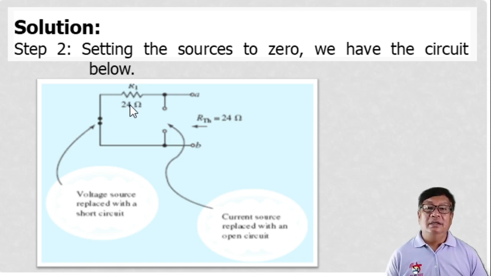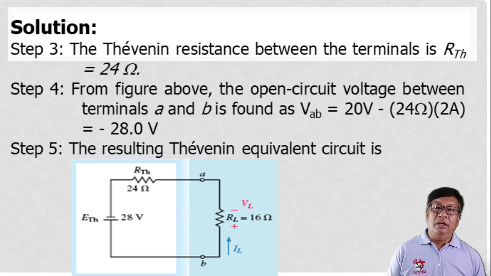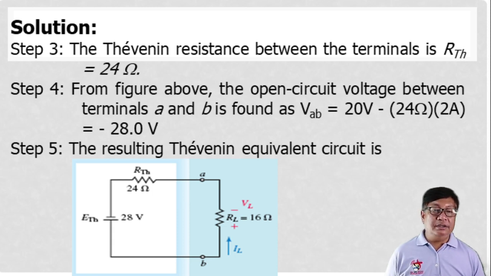Wala na tayong ibang resistances, then yung R sub TH natin is also R sub 1, or that is 24 ohms. Okay, so the Thevenin resistance between the terminals, the looking back resistance R sub TH, is equal to 24 ohms. And then for step number 4, this is from the figure above, the open circuit voltage between the terminals A and B is found to be, your V sub AB is equal to 20 volts minus the voltage drop at resistor R sub 1, the Thevenin resistor, or the internal resistance.